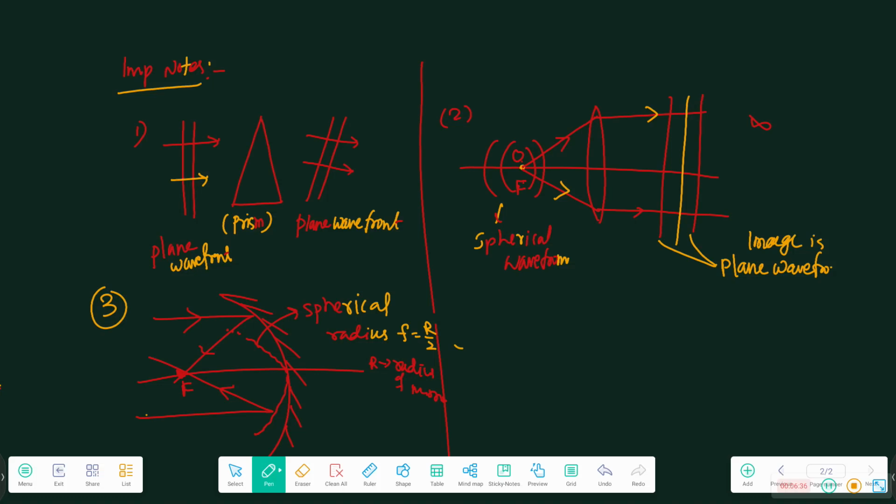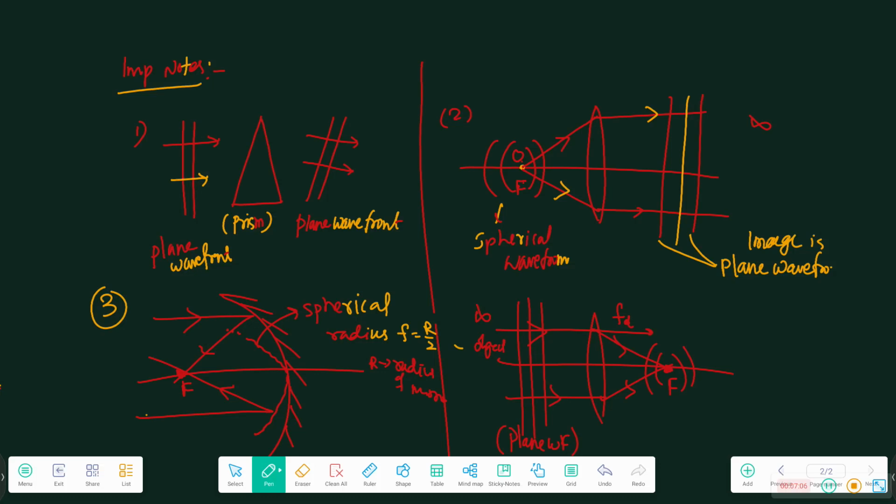Here also the same thing is happening. But here is another thing I'll tell you. When a lens is there and parallel light rays are coming, after refraction they will meet at the focus. This one you know. That means when the object is at infinity. Object at infinity means parallel rays, so a plane wavefront. When a plane wavefront is coming, the image is at the focus. What is this distance? This is the focal length of the lens.